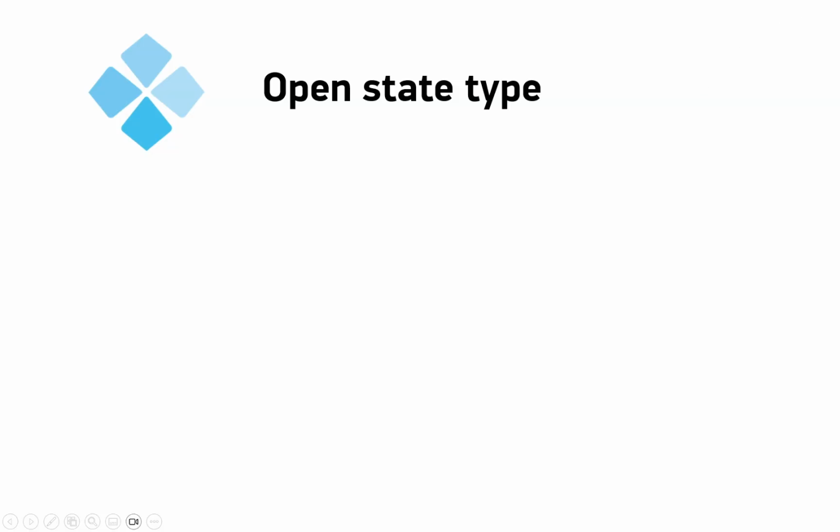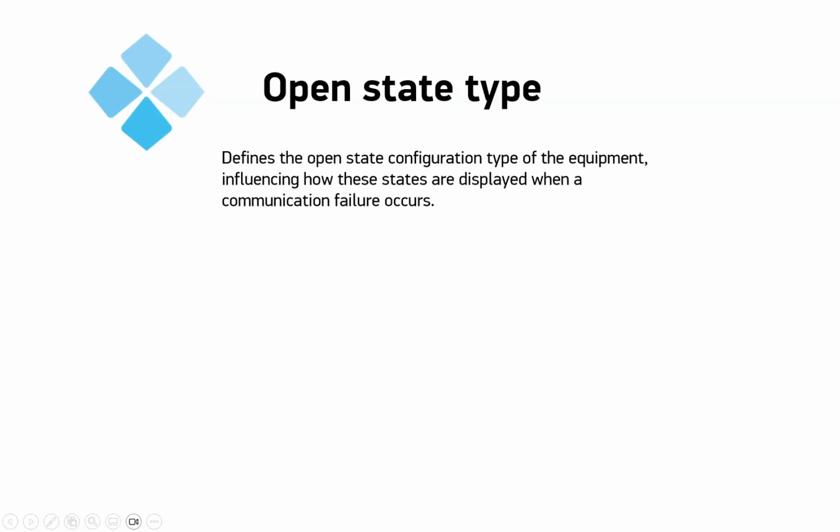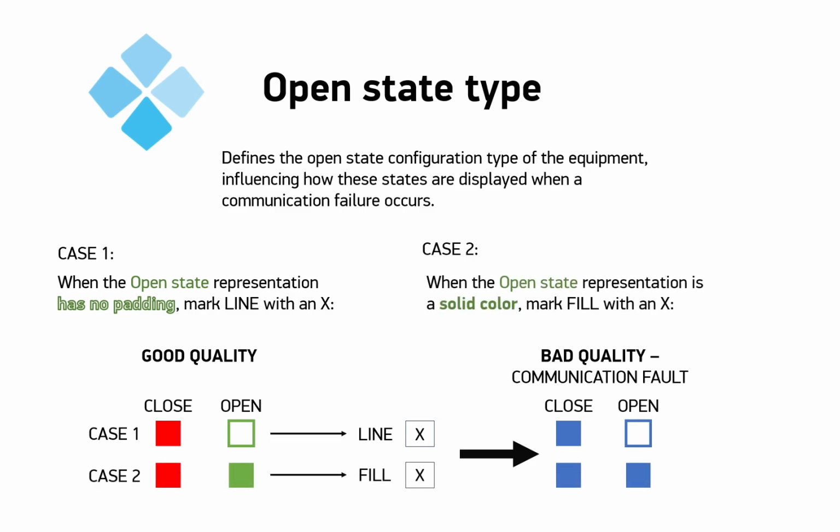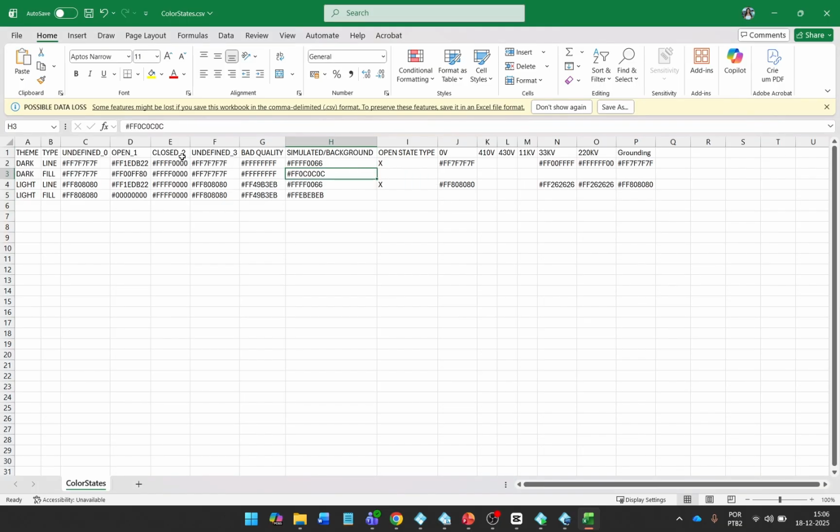The Open State Type column defines the open state configuration type of the equipment, influencing how these states are displayed when a communication failure occurs. When the open state representation has no padding, mark line with an X. When the open state representation is a solid color, mark fill with an X. As an example, let's configure the dark theme to have the line setting and the light theme to have the fill setting.